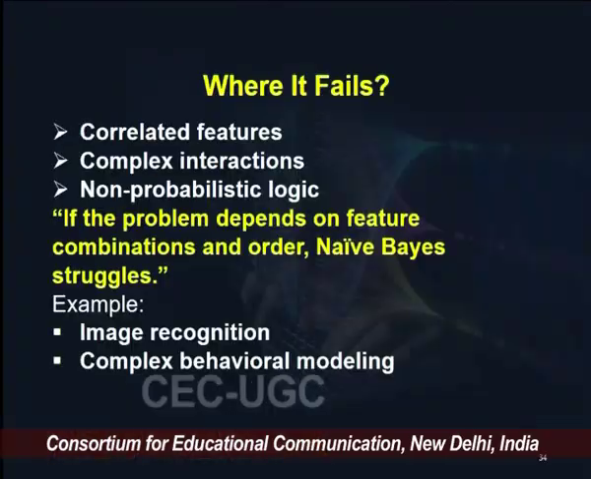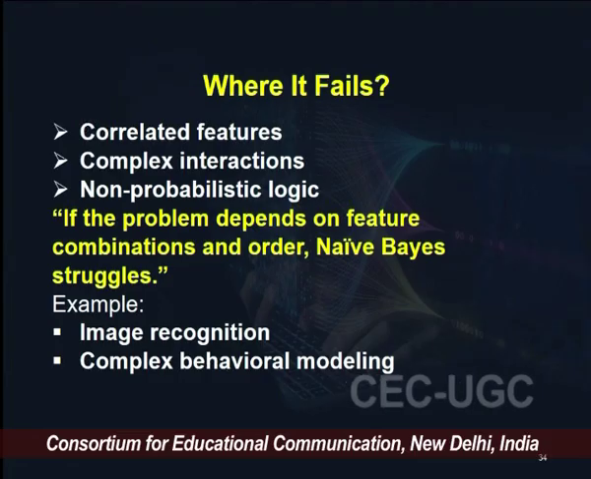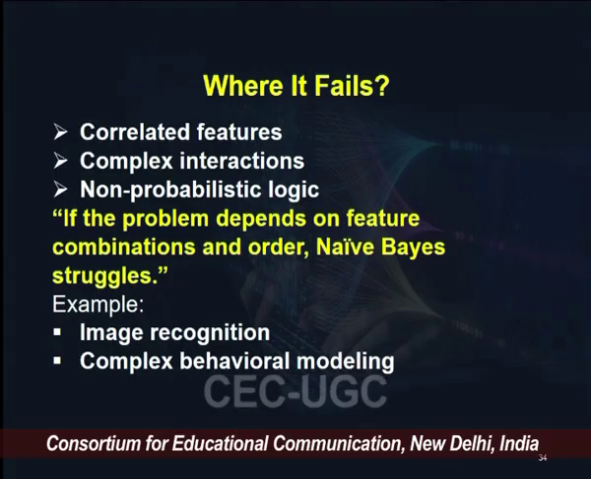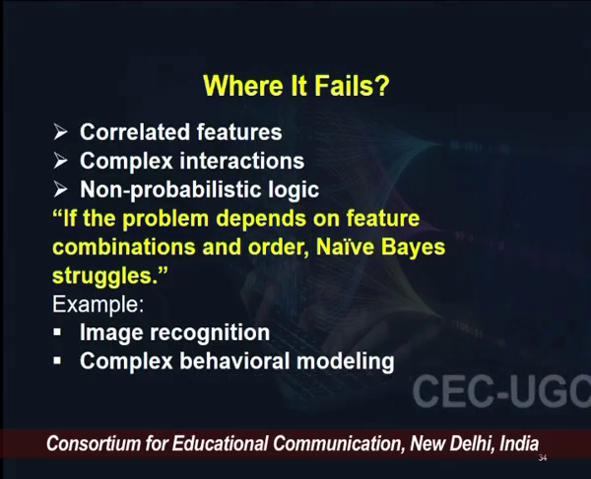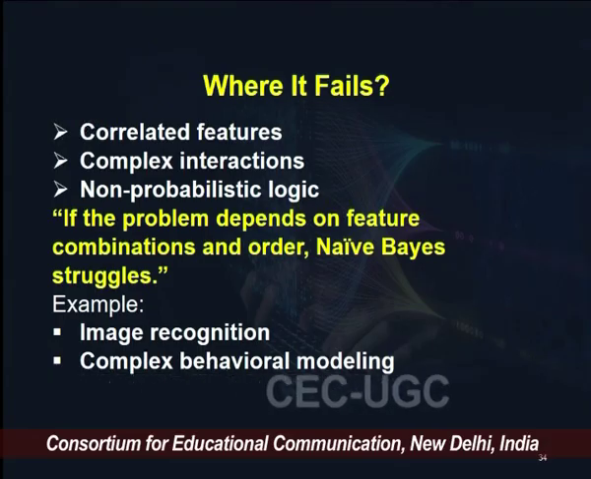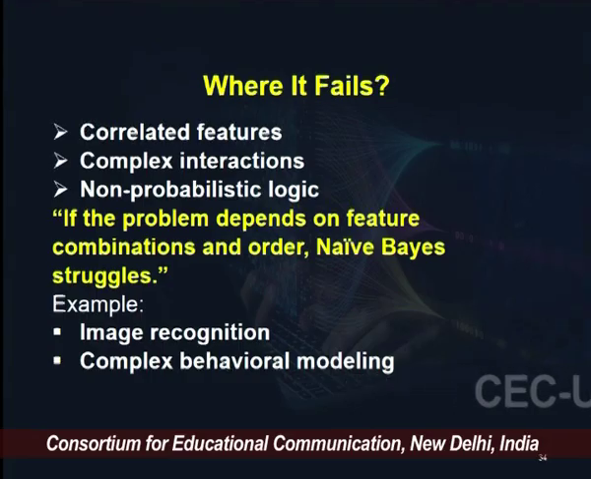It would fail where there are correlated features in our data, where the features have complex interactions, or non-probabilistic logic, for example. If the problem depends on feature combinations and order, naive Bayes would always struggle. Examples could be image recognition or complex behavioral modeling. This actually helps us understand in what circumstances naive Bayes would be better and in what circumstances decision trees would be better.